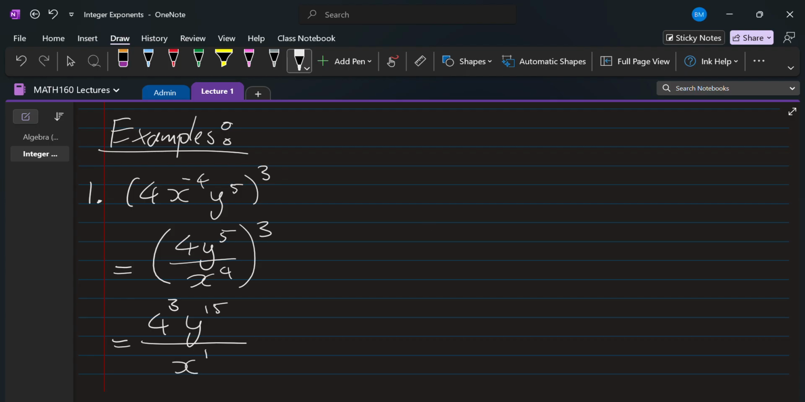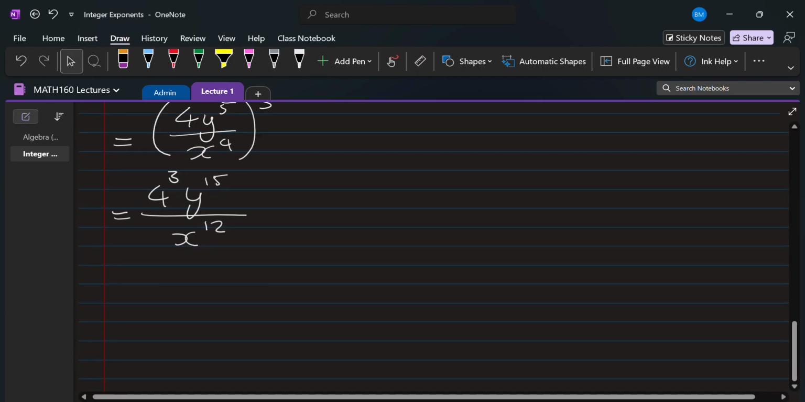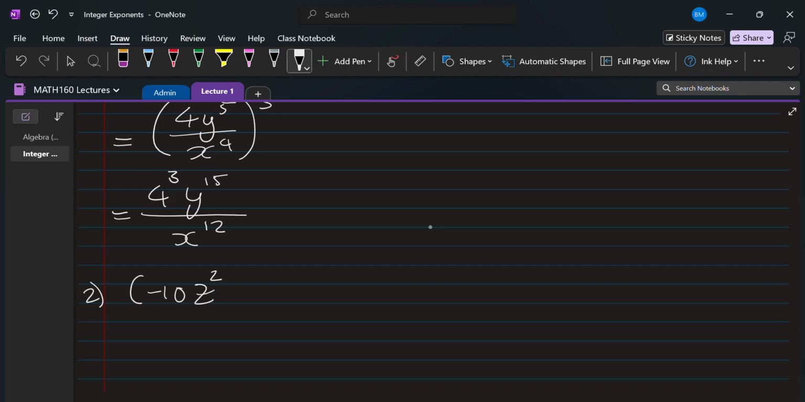Okay, y to the 5 to the 3. So 5 times 3, that'll be 15. Okay, x to the 4 to the 3. So 4 times 3 will be 12. Okay, you can leave it like that. That's perfectly fine. 4 to the 3, if you want to simplify that, you can. I'm not too worried with that.